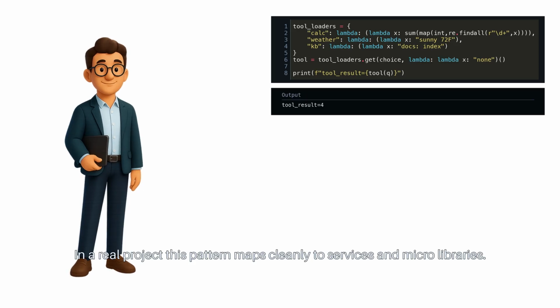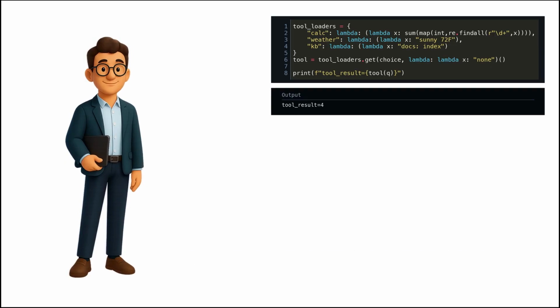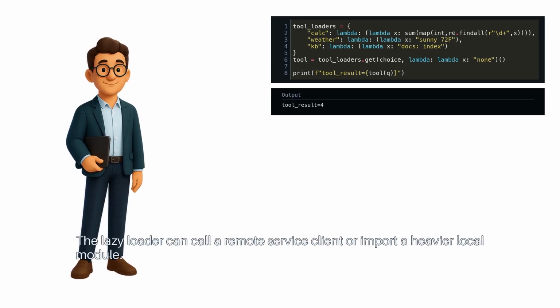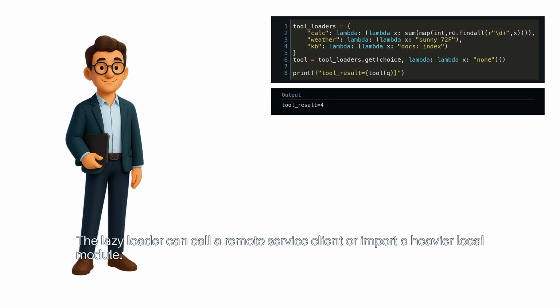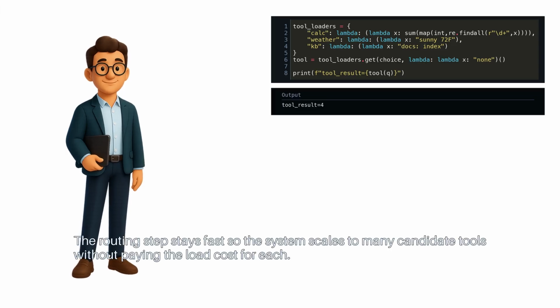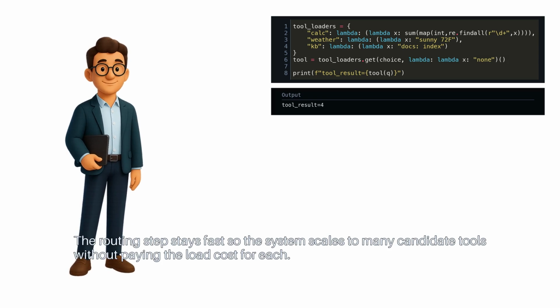In a real project, this pattern maps cleanly to services and micro-libraries. The metadata can live in a small JSON or a database entry. The lazy loader can call a remote service client or import a heavier local module. The routing step stays fast, so the system scales to many candidate tools without paying the load cost for each.